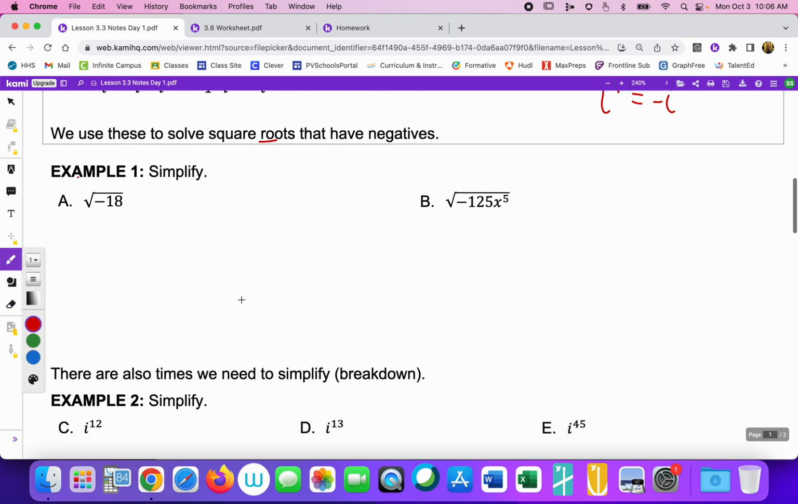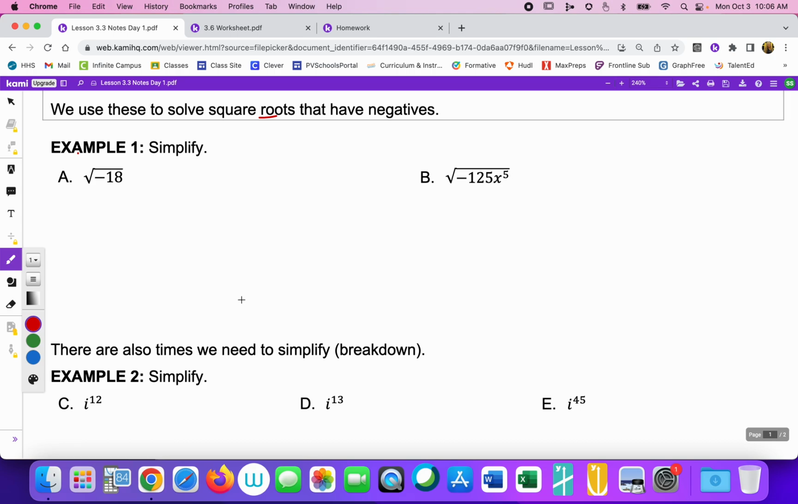We're going to start off by simplifying square roots. Now we did this with positive square roots. We do the exact same thing. Now since it's a negative number, these would indicate imaginary solutions, so there should be an I in your answer if it's negative. That's the only thing that changes. Because this is equivalent to -1 times 18, correct? This is the same thing as that.